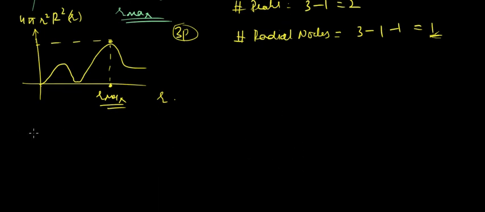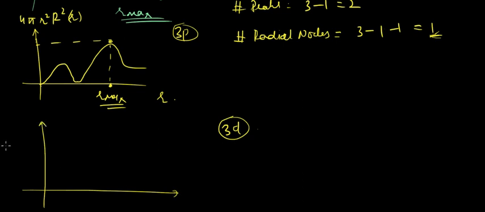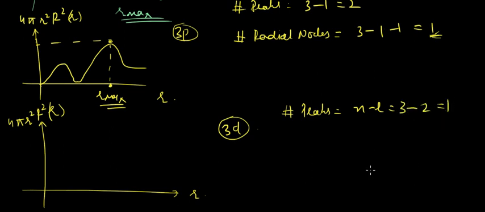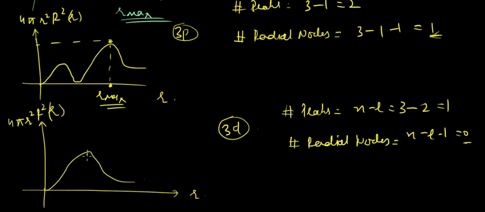Okay, so next let's see for the 3d orbital. So for the 3d orbital it would be something like this, with r. So for 3d number of peaks would be n minus l, 3 minus 2, which would be 1. Okay, and number of radial nodes would be n minus l minus 1, which would be 0. So this would be the graph, and this would be the value of r max.